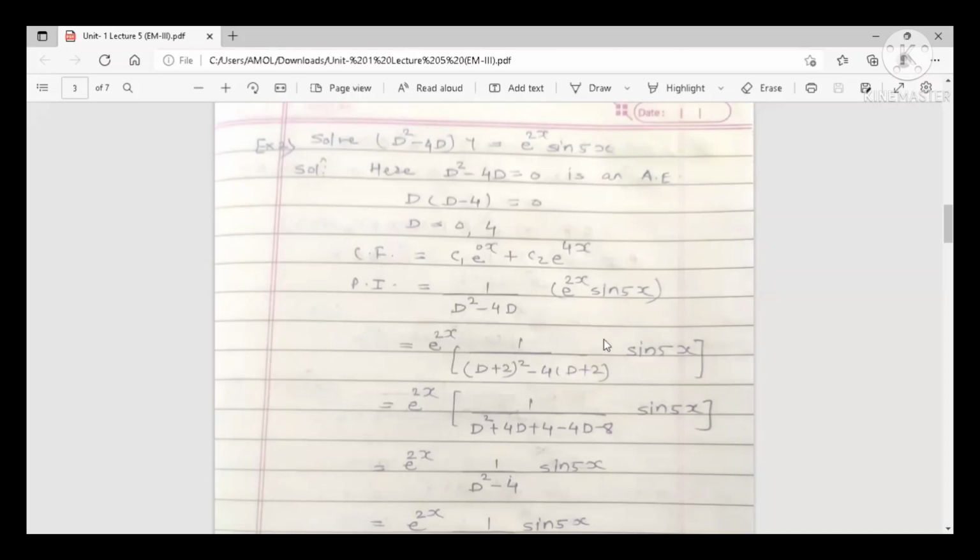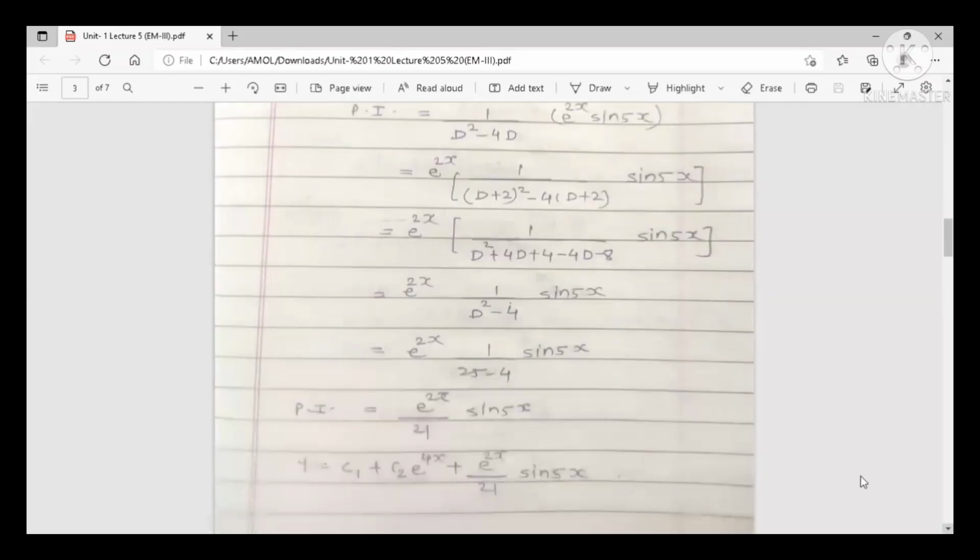Now expand the denominator term (D plus 2) whole square. The expansion of (D plus 2) whole square is D square plus 4D plus 4. Again, the next term is 4 into (D plus 2). Solve this bracket term so that we get minus 4D minus 8. Now simplify this. Next term, e raised to 2x as it is. The denominator simplified term is D square minus 4, because 4D minus 4D gets cancelled, and 4 minus 8 is minus 4, into sine 5x. So this is the simplified form.